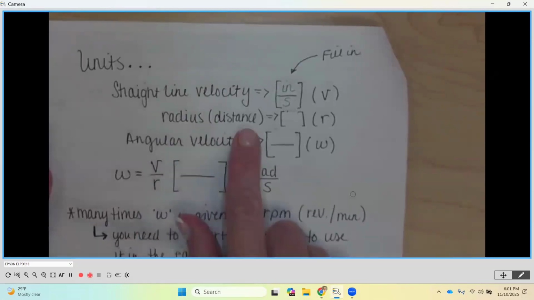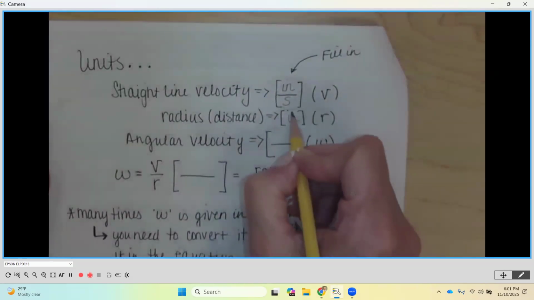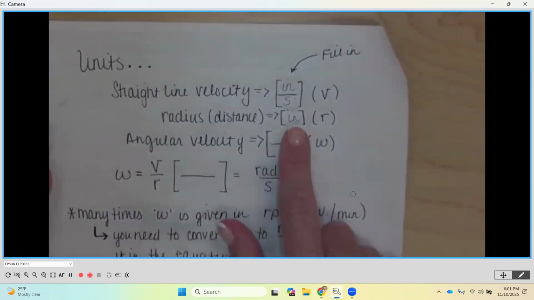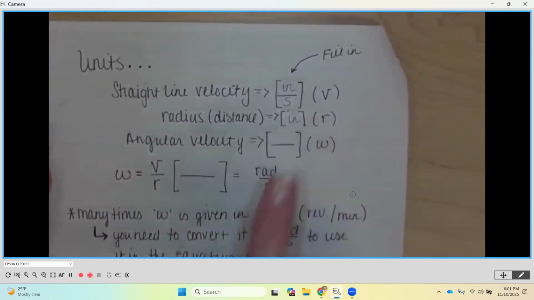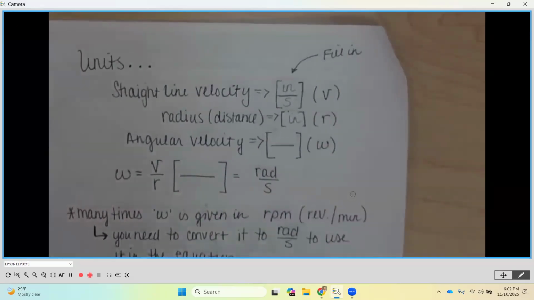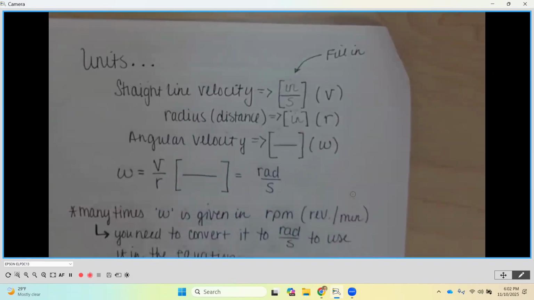Now, a radius or a distance, what are units for distance that we could use? Inches, yep, I'm going to put inches in here. What other ones? Meters, what else? Feet, yes. Kilometers, absolutely. Miles, right? Yes, all of those. So whatever your distance or your radius. In this case, our radius is going to be that distance from the center of rotation to whatever point we're looking at. That would be the units.